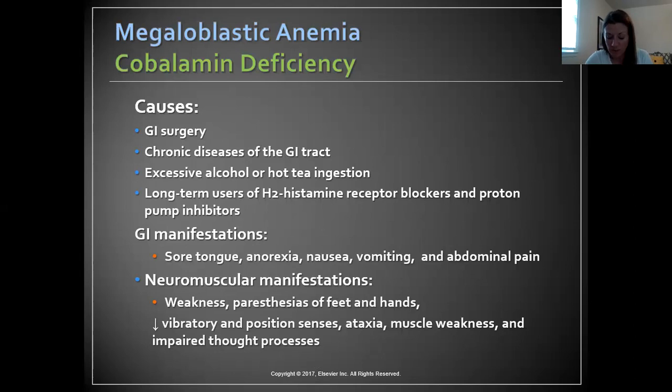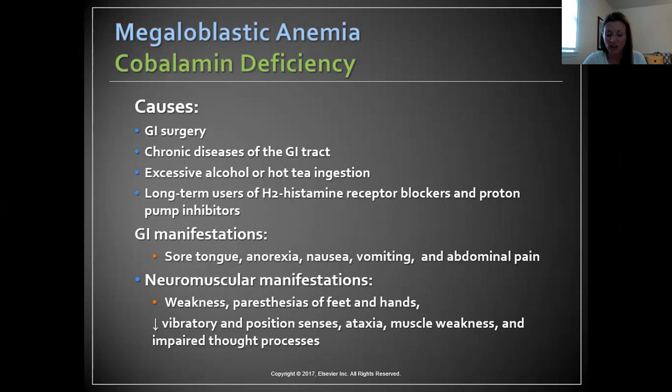Cobalamin deficiency, or vitamin B12 deficiency. The most common cause of B12 deficiency is pernicious anemia, which is caused by an absence of intrinsic factor, which is normally secreted by the gastric mucosa. Intrinsic factor is required for cobalamin absorption. In pernicious anemia, the gastric mucosa does not secrete intrinsic factor, either because of mucosal atrophy or autoimmune destruction of parietal cells. It can occur in patients with a history of GI surgery, such as gastric bypass.